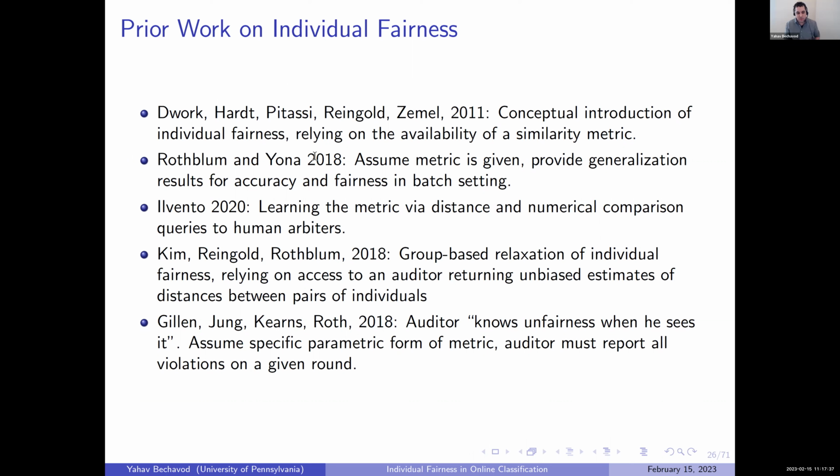And we really follow the Gillen et al. paper, the last one here, which introduced this auditor model which knows unfairness when it sees it. So we are going to follow this fairness framework, but we're going to generalize it to not hold specific parametric assumptions, and also to have multiple auditors, which we will see in the next part of the talk.